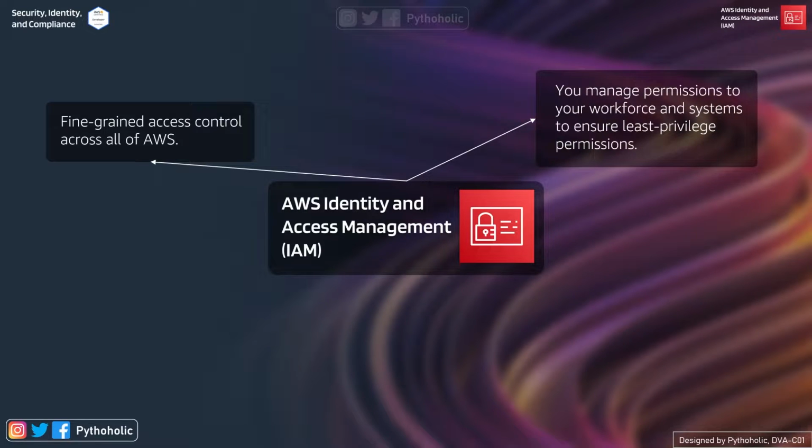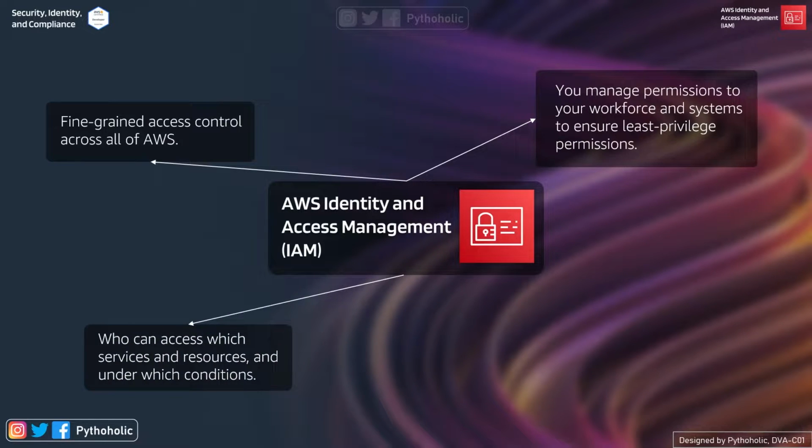Next, you can manage access to your workforce and systems to ensure least privilege permissions. The least privilege is basically giving only that access to a resource so that it can perform the required operation. Let's suppose I just want a user to have single read-only permission to a particular resource. So I can do that. That is its least privilege. That brings us to the next point, which is it can provide us the flexibility of who can access which services and resources under which conditions.